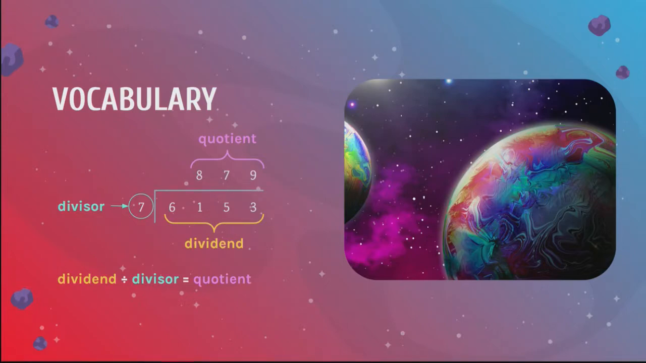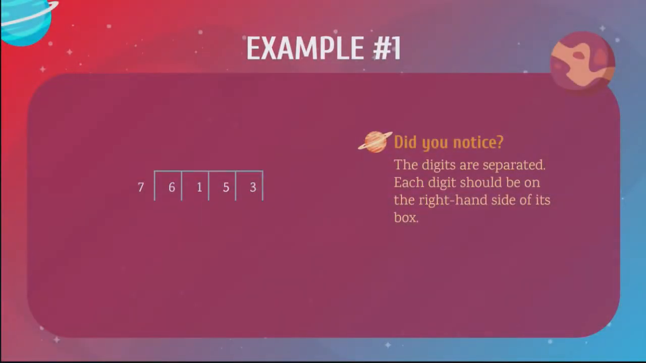The number that is being divided is the dividend. We divide that by the divisor, and the answer that we get is called the quotient. So, to write it as a sentence, it looks like dividend divided by divisor equals quotient. So let's dive in. Example number 1.